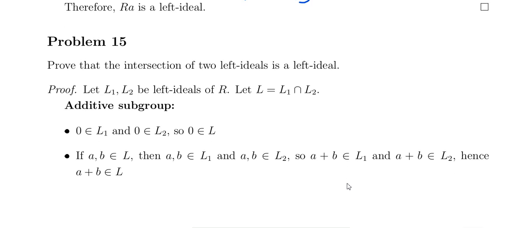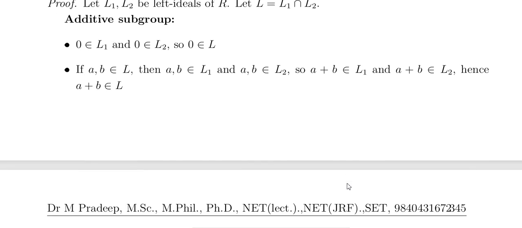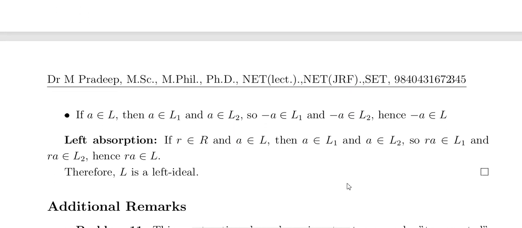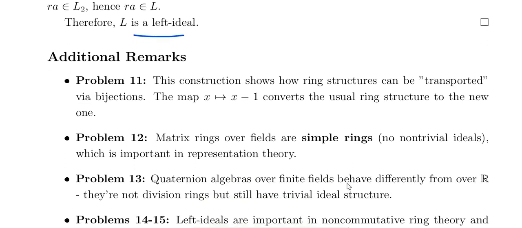The intersection of two left ideals is a left ideal. It is very easy to check the group property and then the left ideal property. The ring element should be on the left: r belongs to R, a belongs to L. So a belongs to L1 and a belongs to L2. Then ra belongs to L1 and ra belongs to L2. That means ra belongs to L. So L is a left ideal. That is, the intersection of two left ideals is a left ideal.